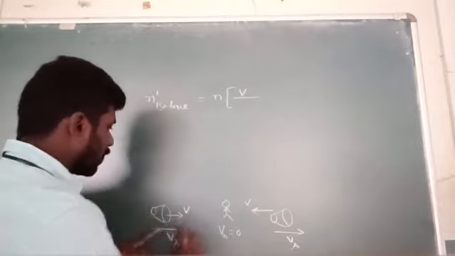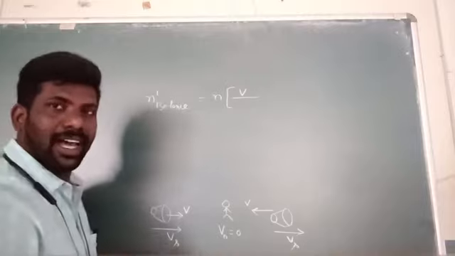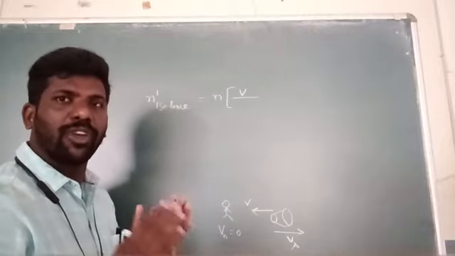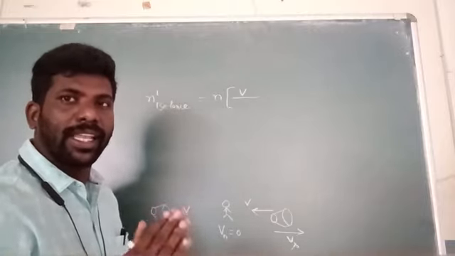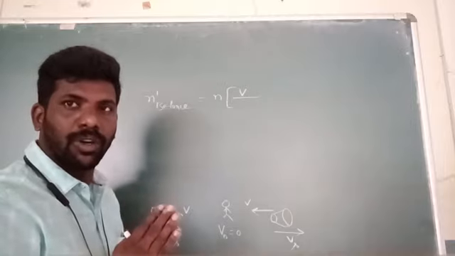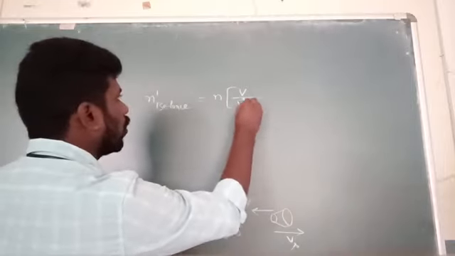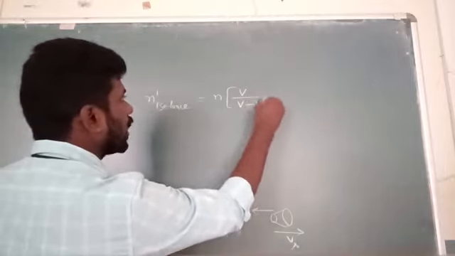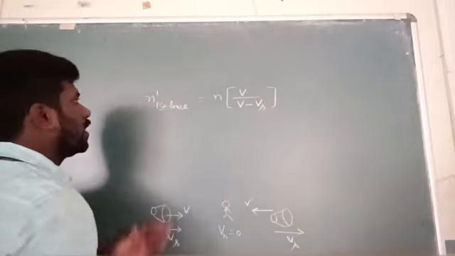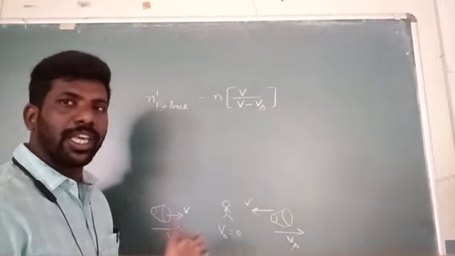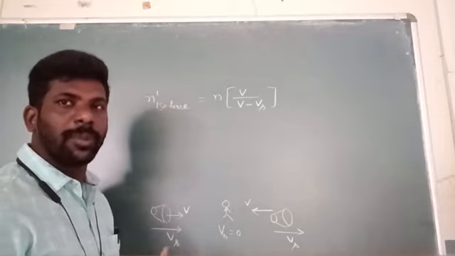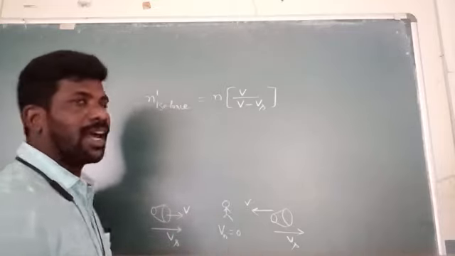Coming to the source, V and Vs are in the same direction. Whenever V and Vs are in the same direction, we take Vs as positive. So in the formula, minus, we take Vs as positive. This is the apparent frequency before the source, that means before the source crosses the observer.